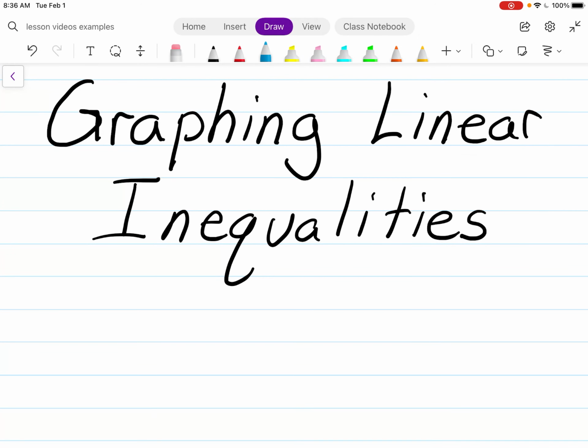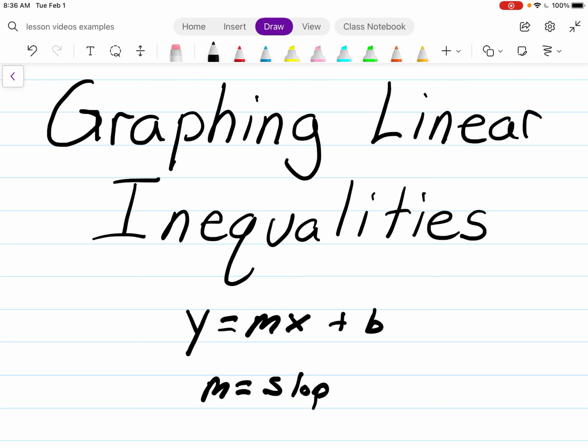The purpose of this video is to help when you have types of linear inequalities and you have to graph them. Now, these are the more basic style when you have your linear inequalities that are set to y equals mx plus b form. We remember that's the slope-intercept form of a linear equation where m is your slope and b is your y-intercept.